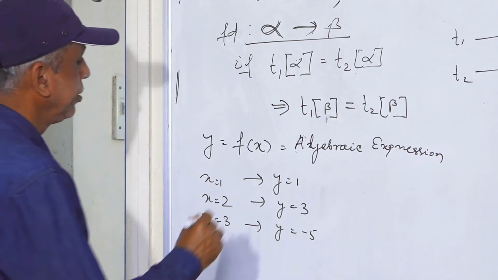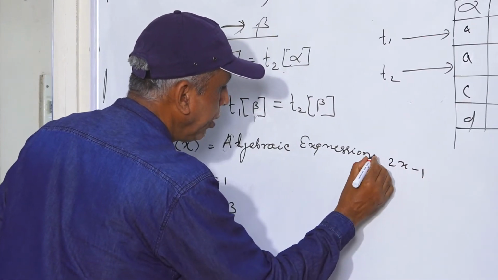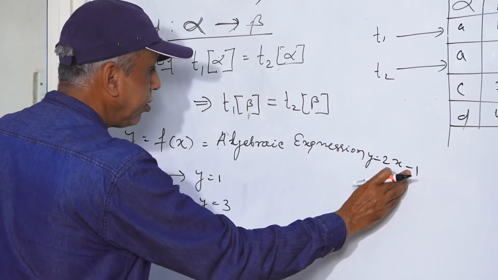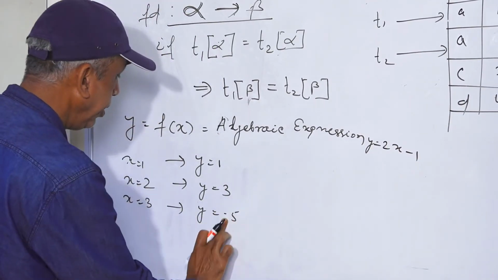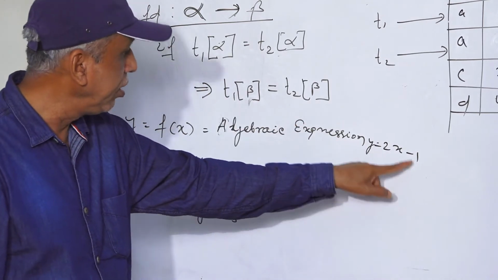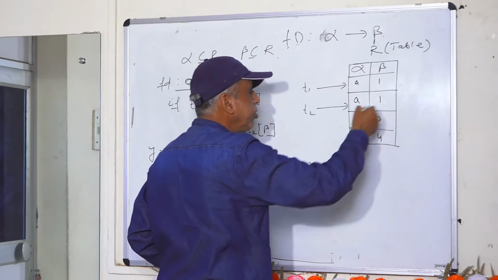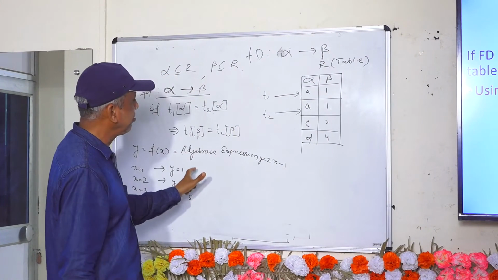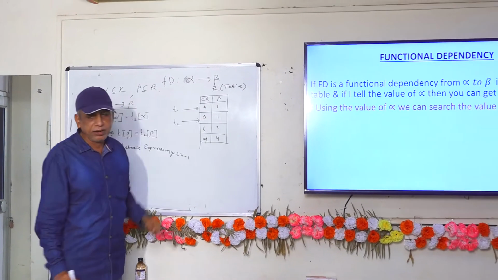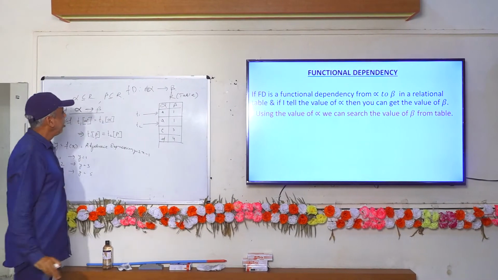Suppose y is equal to 2x minus 1. If we put x as 1, then y is equal to 1. If we put 2, it is 4 minus 1, 3. If we put 3, then it will be 5, like that. That means if we put the value of x, it is computed in the expression, and we get the value of y. But in the case of a relational table, all data are given in that table. Instead of computing, we can search from that table the corresponding data of the beta.